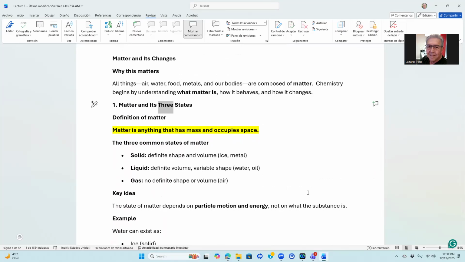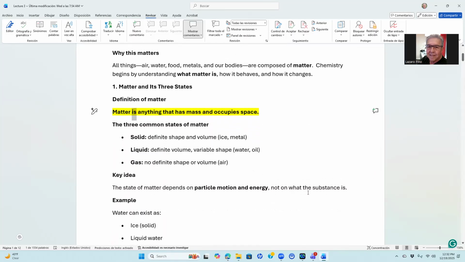1. Matter and its three states. Definition of matter: matter is anything that has mass and occupies space. The three common states of matter. Solid: definite shape and volume, ice, metal. Liquid: definite volume, variable shape, water, oil. Gas: no definite shape or volume, air.